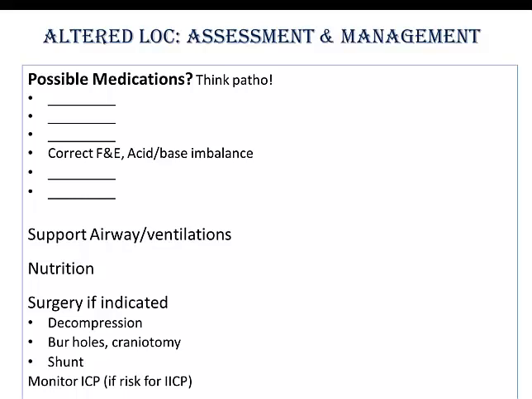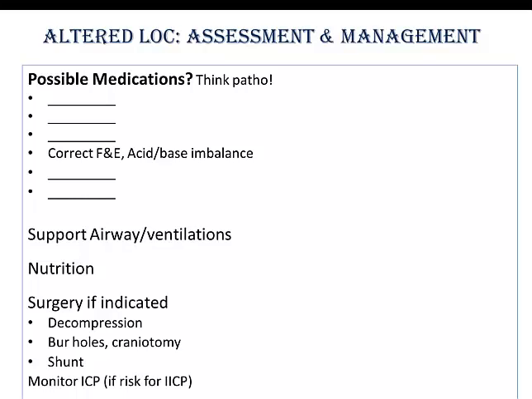Antibiotics, if it's an infection such as meningitis. Well, what about resuscitation status with fluids? Isotonic, such as normal saline or lactated Ringer's, or slightly hypertonic to decrease cerebral edema. We need to support circulation and correct the electrolyte and acid-base imbalance.